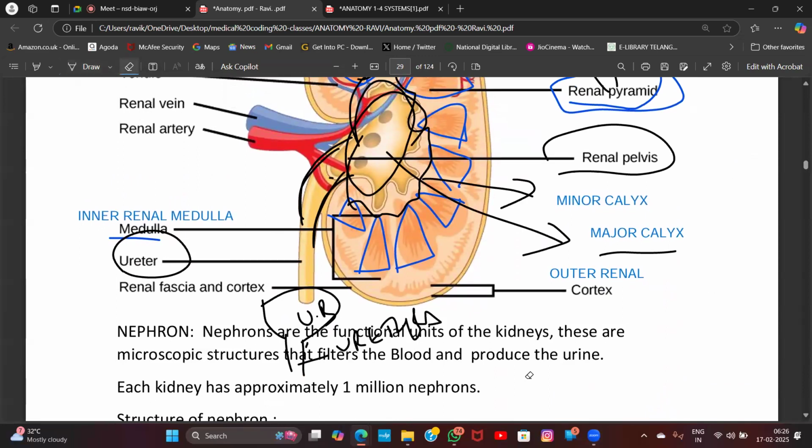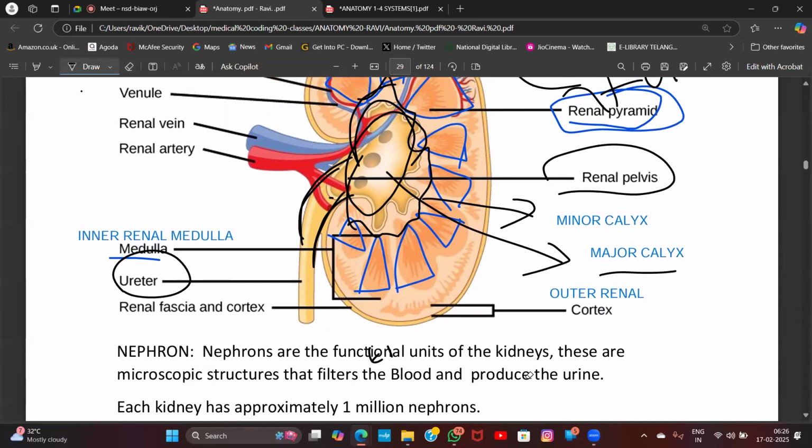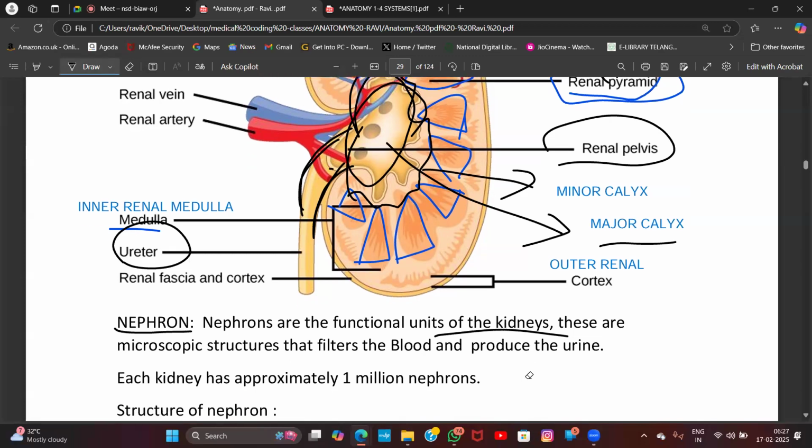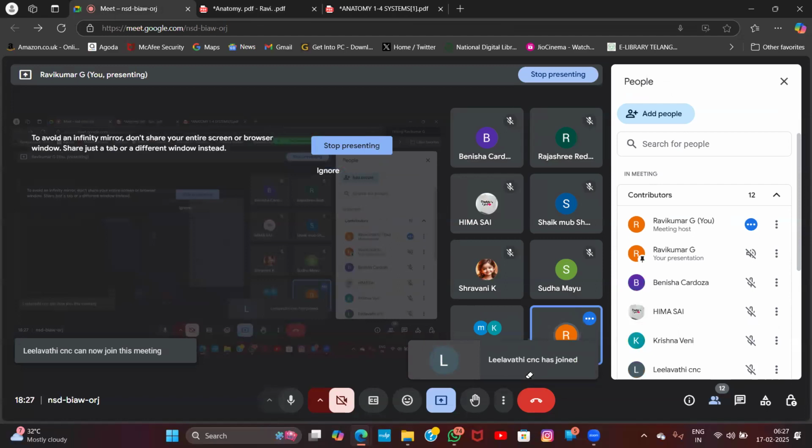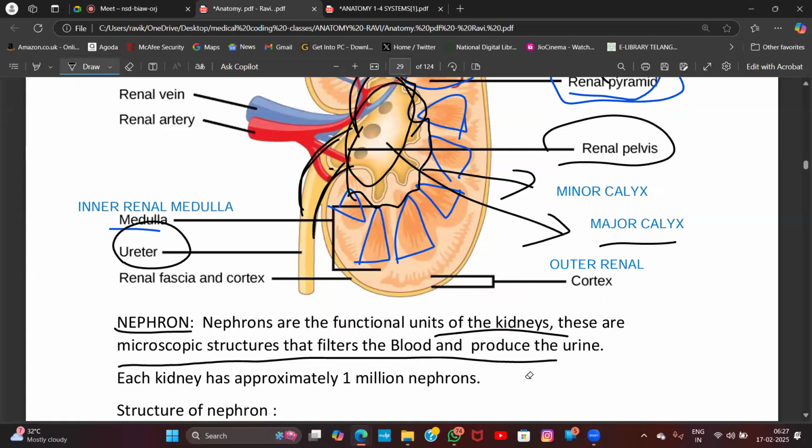Is it clear, everyone? Yes. Then nephron. What are nephrons? Nephrons are the structural and functional unit of the kidneys. These are microscopic structures that filter the blood and produce the urine. The nephrons help in blood filtration as well as production of urine.